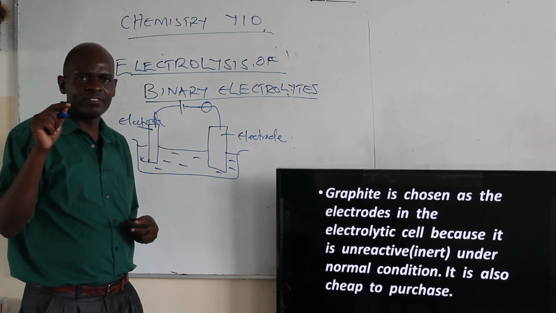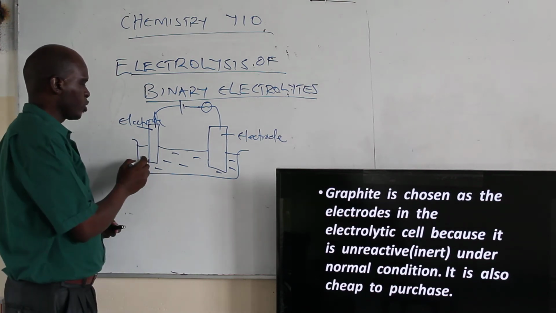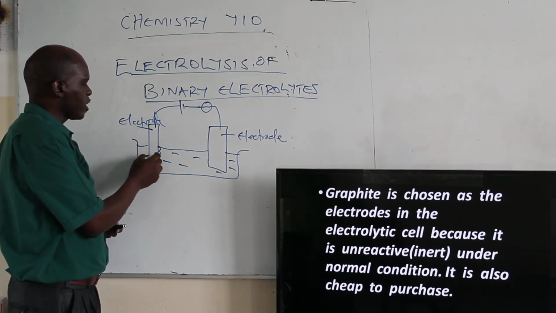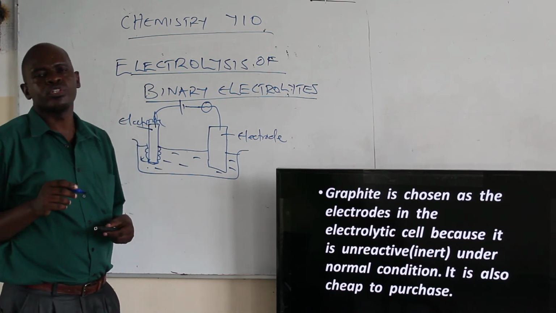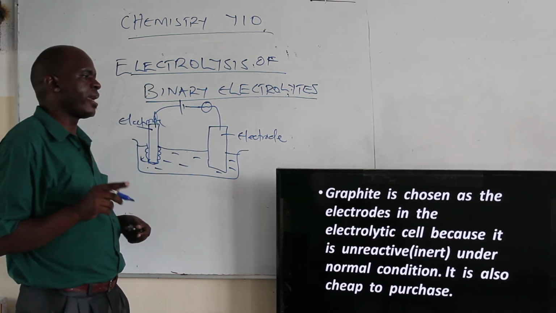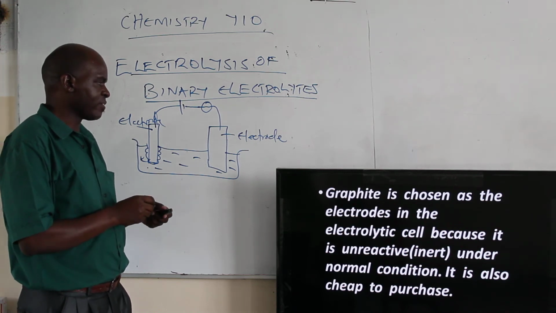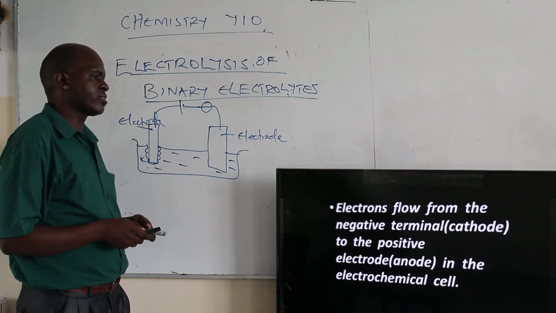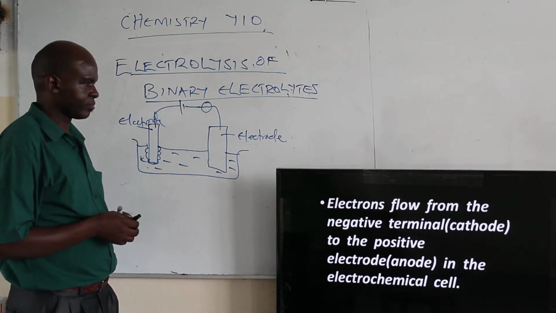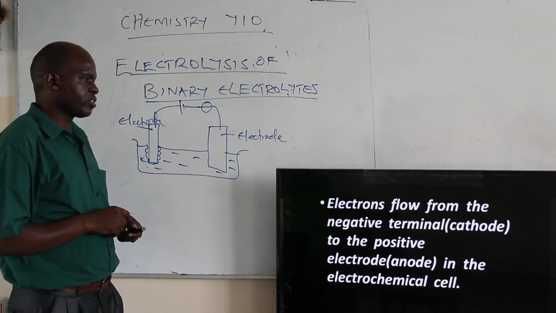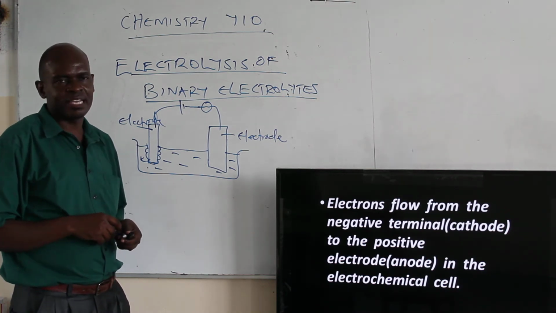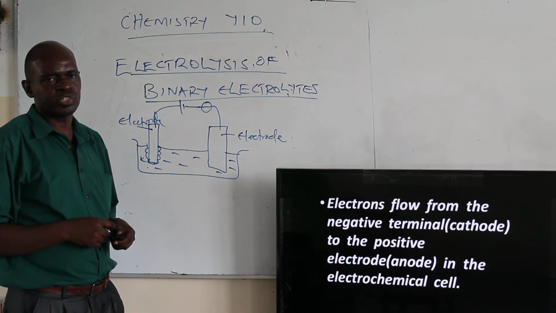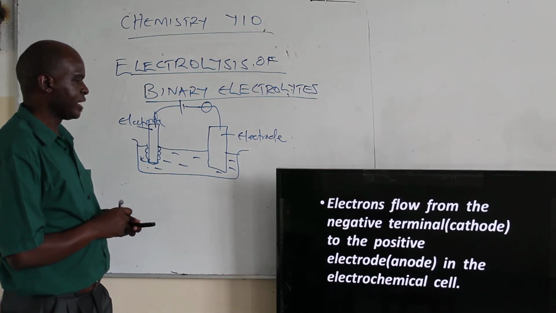In this case, we have graphite put in the electrolyte. So this graphite cannot react with the electrolyte, nor the products which are going to be formed around the electrode. So that's the reason why graphite is mostly preferred as an electrode. It's quite cheap and also does not react with the electrolyte. The electrons flow from the negative terminal, which is the cathode, to the positive electrode, which is the anode, in the electrochemical cell.